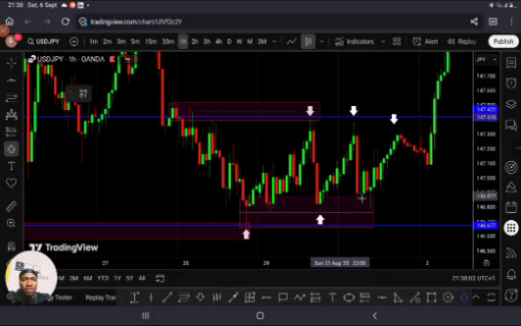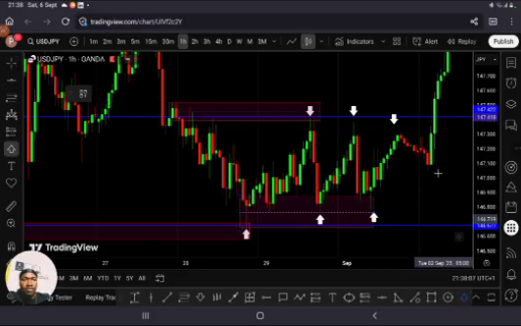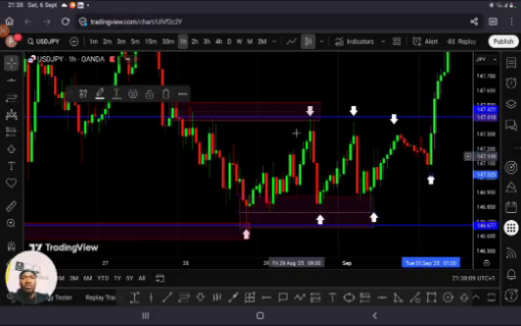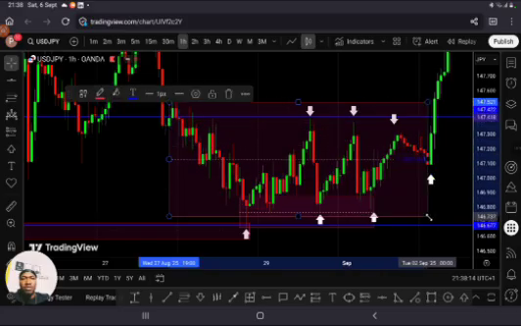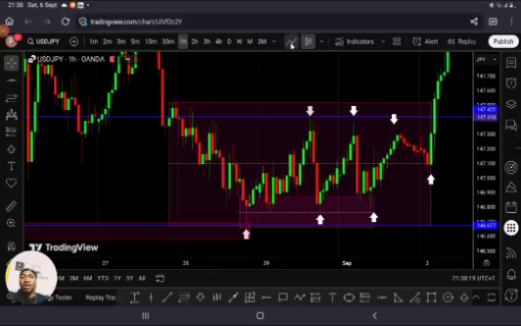Price also came here, also rejected. So before this, also rejected. So this is more like a box. Price was ranging. So this is an example of a ranging market.